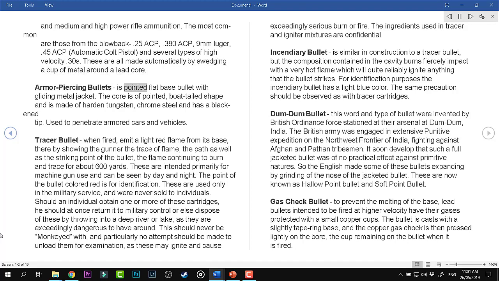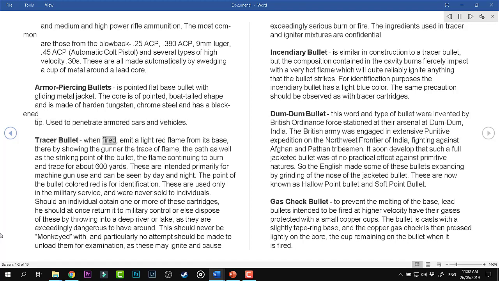Armor-piercing bullet is a pointed, flat base bullet with a gilding metal jacket. The core is of pointed, boat-tailed shape, and is made of hardened tungsten or chrome steel, and has a blackened tip. Used to penetrate armored cars and vehicles.